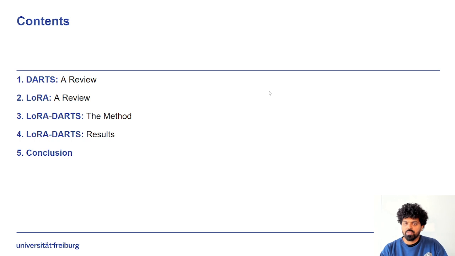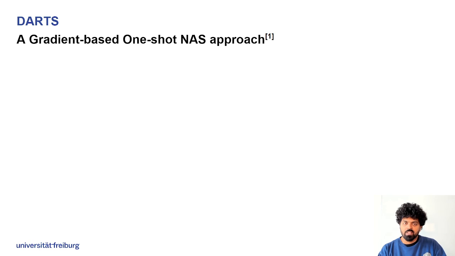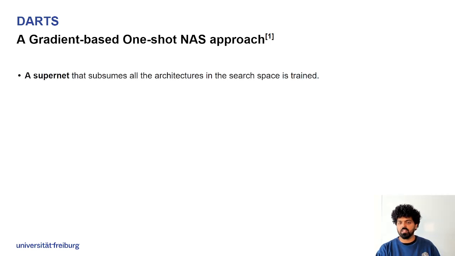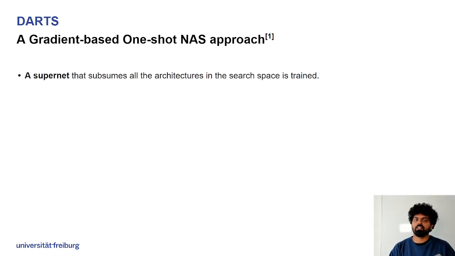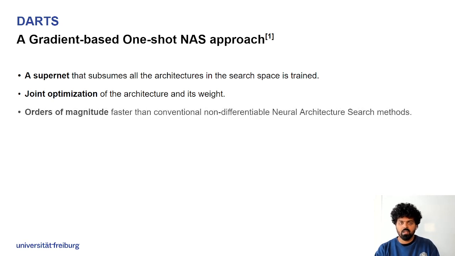Let's begin with a brief review of DARTS or Differentiable Architecture Search. DARTS is a gradient-based one-shot NAS approach. The method trains a supernet. The supernet subsumes all of the architectures in the search space. The architecture that is searched for and its weights are jointly optimized. DARTS is orders of magnitude faster than conventional non-differentiable neural architecture search methods.